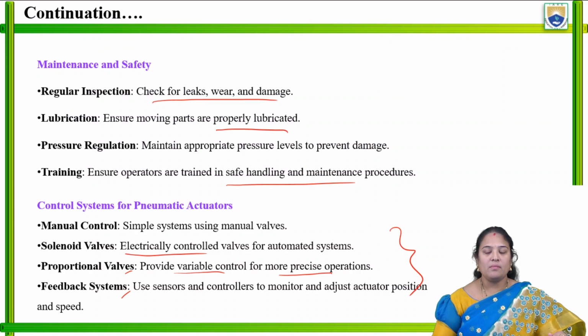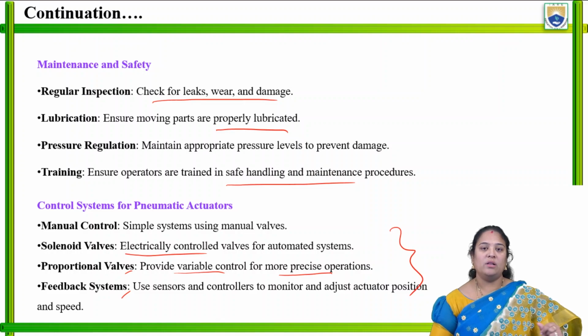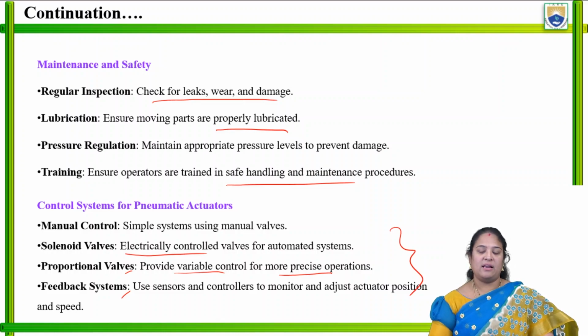So, in today's class, we have discussed the use of the pneumatic actuator, where it is being used, what its applications are, its advantages and disadvantages, maintenance and safety, the various control systems to be used, and the types of pneumatic actuator, that is linear and rotary. All that we have studied in today's class. Hope you have understood. And in the next session, we will be discussing the hydraulic actuator.